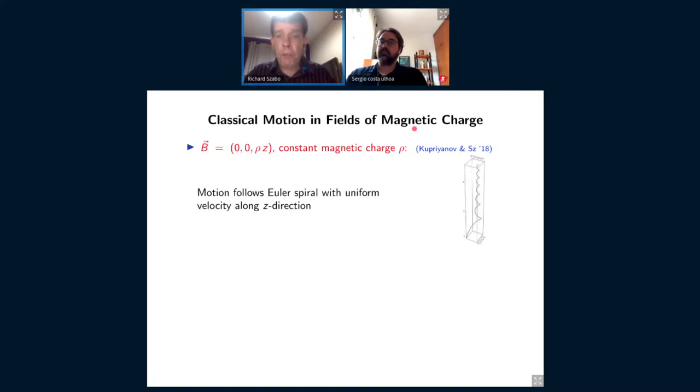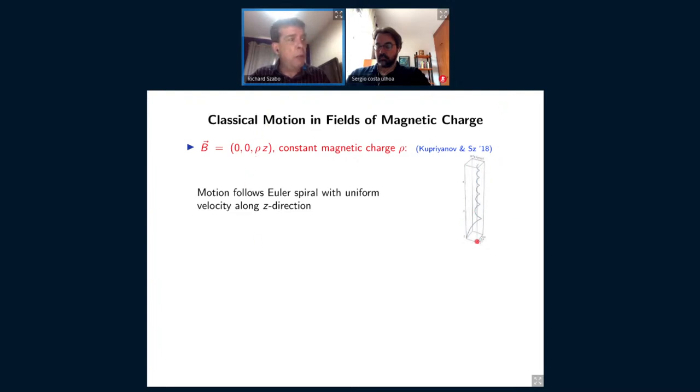So let's look now at a situation with a constant magnetic charge. Again, it's going to depend on what you source the magnetic charge with, so what the particular profile of the magnetic field will be. In this case the equations are integrable, and you can solve them, and you find that these generalize the case of a constant B field. The motion follows what's called an Euler spiral, again with uniform velocity in the direction of the magnetic field.